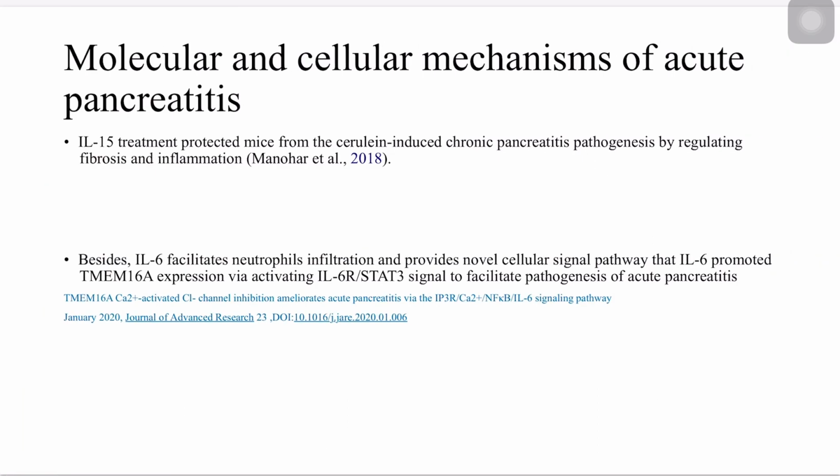Interleukin 15 treatment protects mice from the cerulein-induced chronic pancreatitis pathogenesis by regulating fibrosis and inflammation. In this case, we can see in the article, in the experiment, interleukin-15 treatment helps for the prevention of acute pancreatitis.